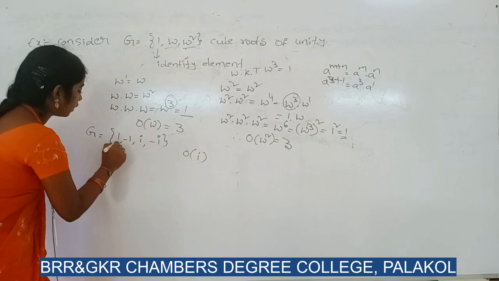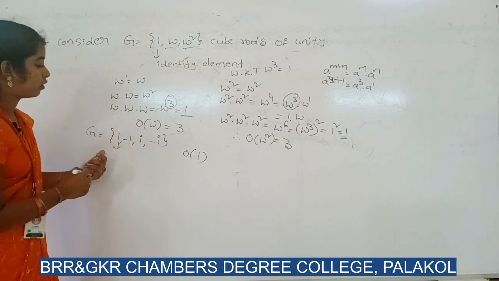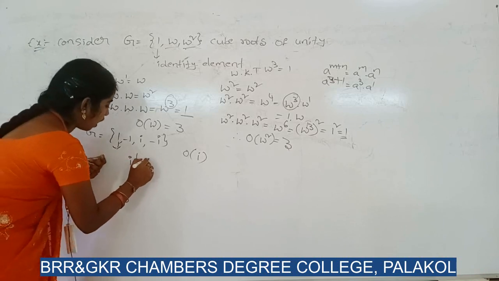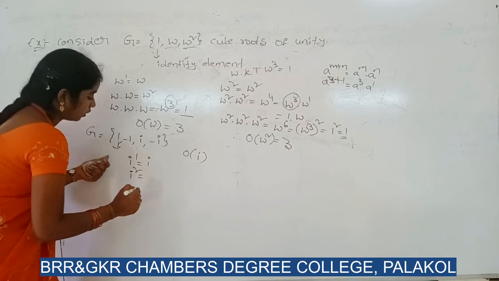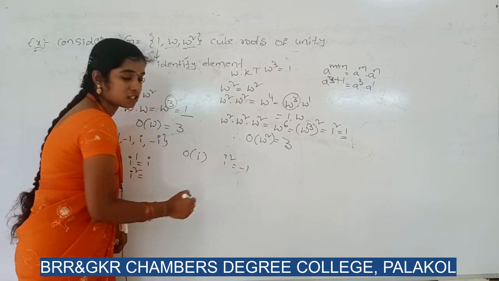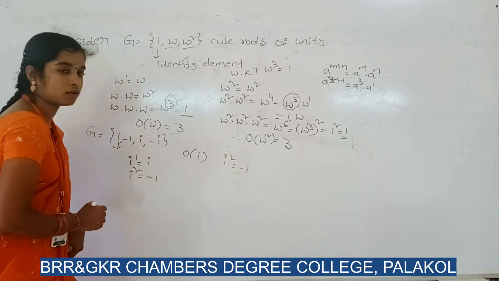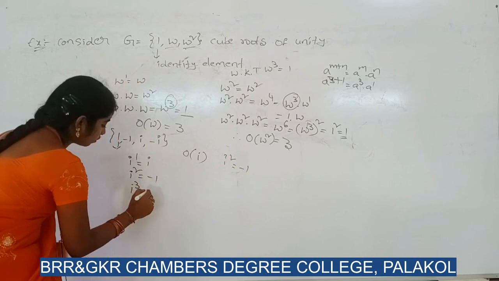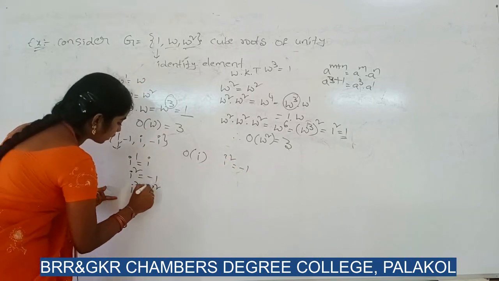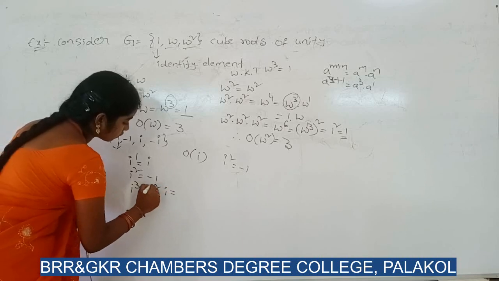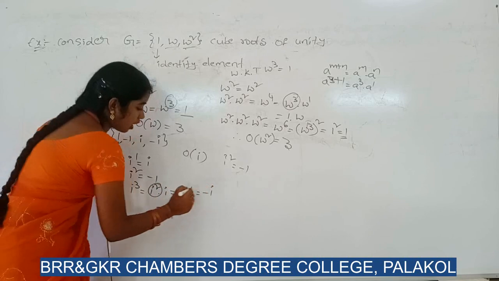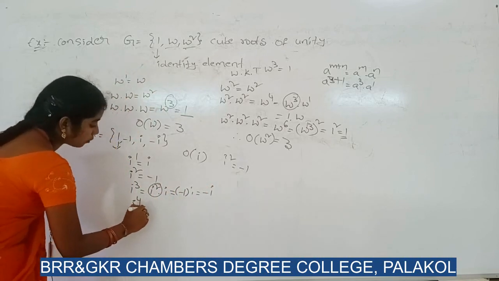So 1 is the identity element. So i^1 value is i. i^2: already you know that i square value is minus 1. So i^3: i can be multiplied 3 times, so i square into i. I square value, already you know, is minus 1 into i, so minus i.